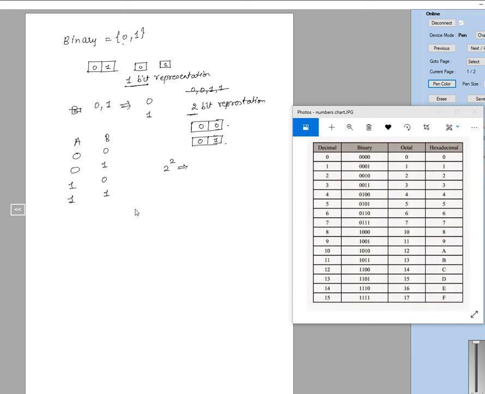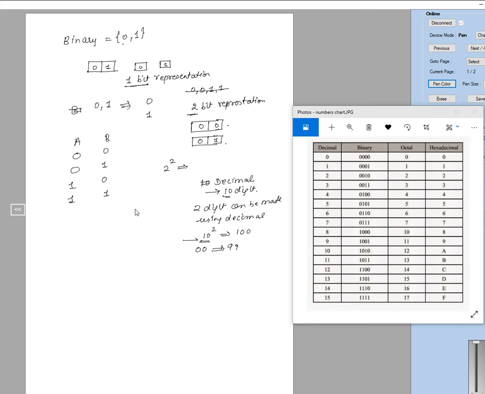It is 2 raised to 2, right? Why 2 raised to 2? Because let's say you have the decimal system. Decimal has 10 digits. If I ask how many 2-digit numbers can be made using the decimal system, you take 10 and raise it to the power of 2. That means you can make 100 numbers, that is 00 to 99.